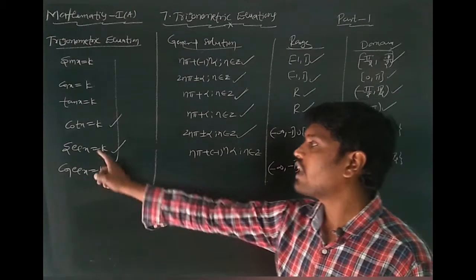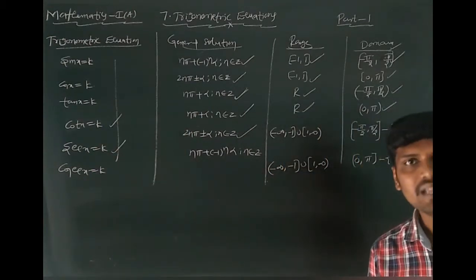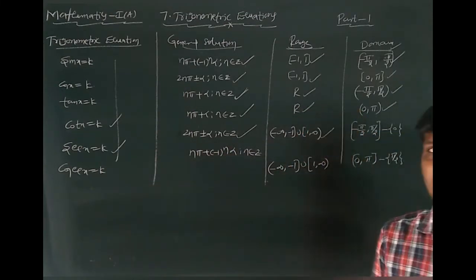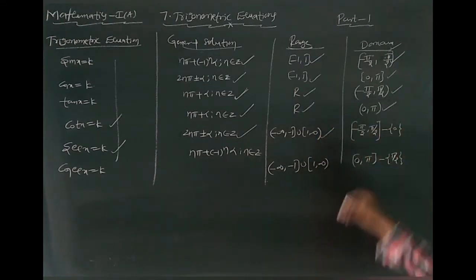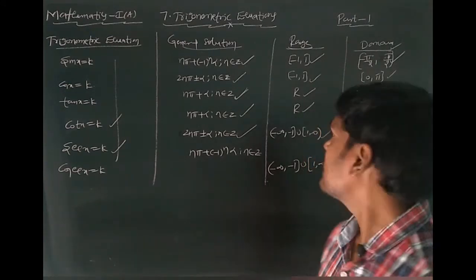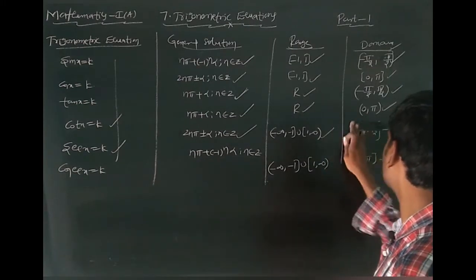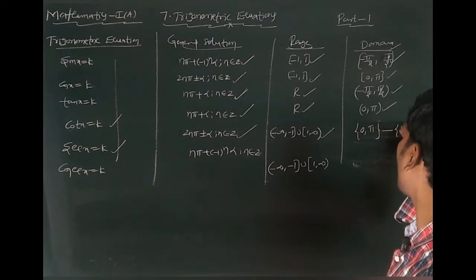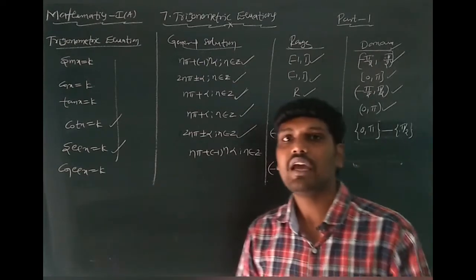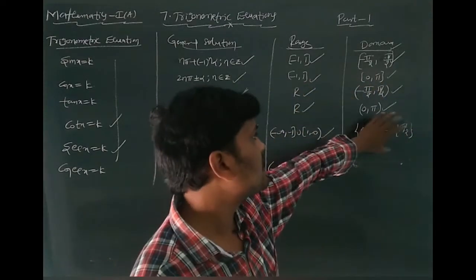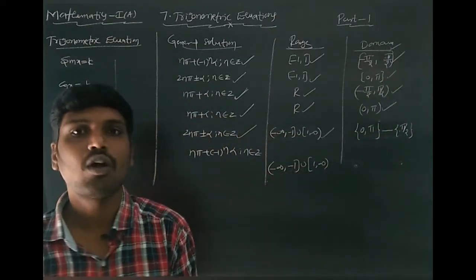The range of secant x is equal to k is minus infinity to minus 1 union 1 to infinity. What is the domain? The domain is the interval 0 comma pi, and you have to eliminate pi by 2. In this interval 0 comma pi, you remove pi by 2, and that is the domain of secant x is equal to k.